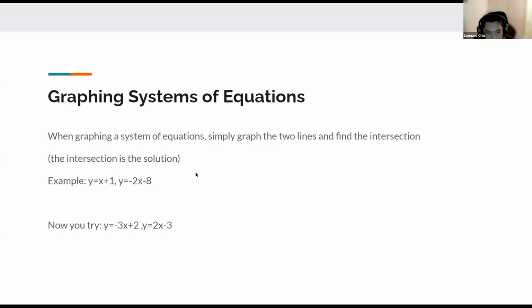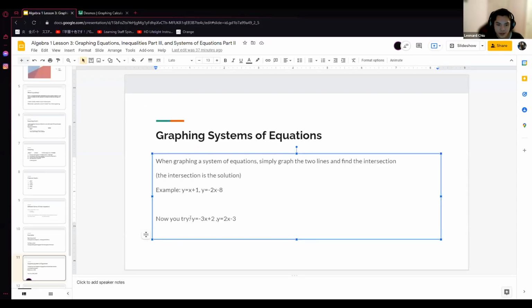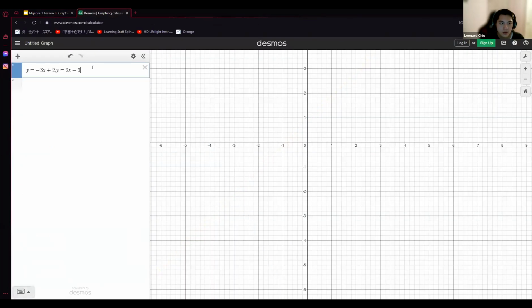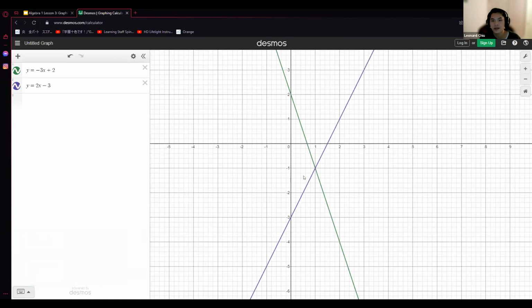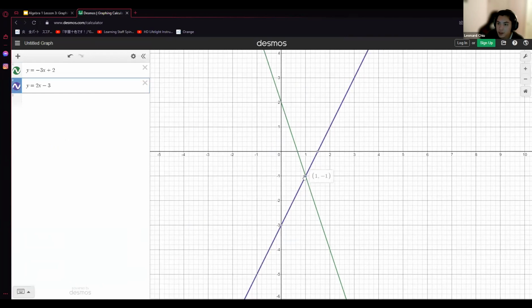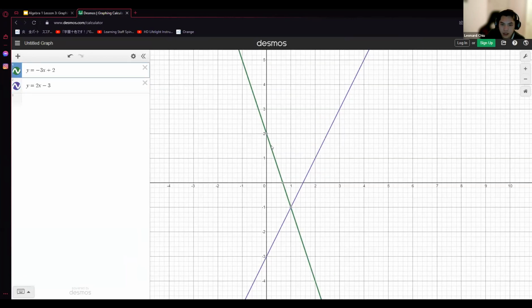All right, okay. Now, due to time, I'm going to show you the equation on Desmos. So the graph should look something like this. The intersection point should be 1, negative 1. So when you plug 1 back in, you should get negative 1 as y for both equations. So yeah, it intersects in the fourth quadrant. Remember, first quadrant, second quadrant, third quadrant, fourth quadrant. All right, let's keep going.